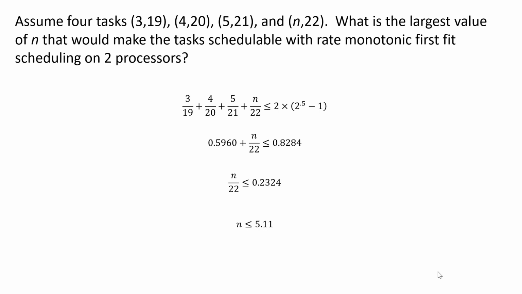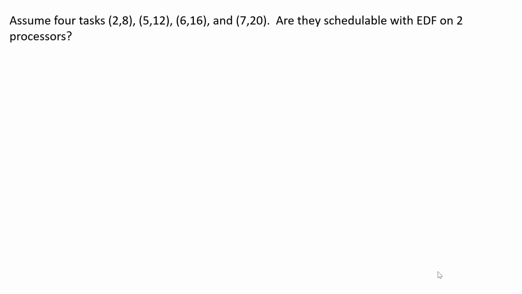Okay, so 4 tasks, 2/8, 5/12, 6/16, 7/20, are they schedulable with EDF on 2 processors? Now this one is a little strange. So the first condition is the utilization has to be less than the number of processors, which is 2, which is the case, it's 1.39.